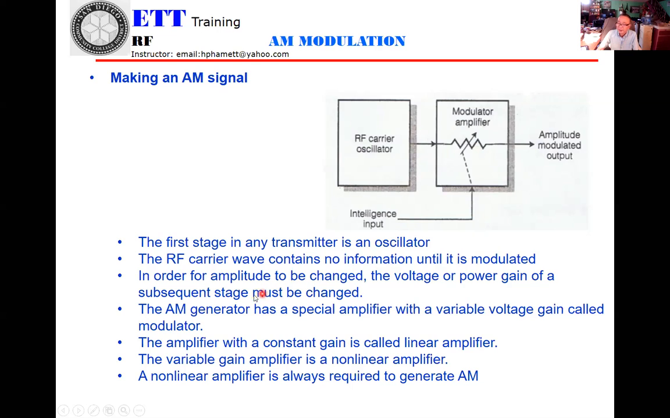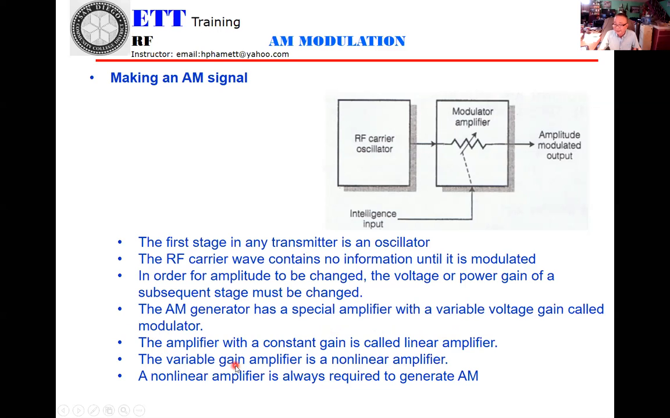Okay? In order for amplitude to be changed, the voltage or the power gain of a subsequent stage must be changing. So they will be changing the voltage here. Okay? An AM generator has a special amplifier with a variable voltage gain called a modulator.